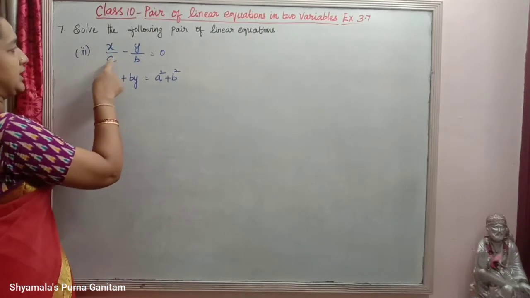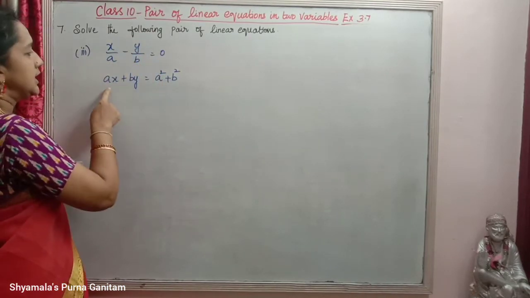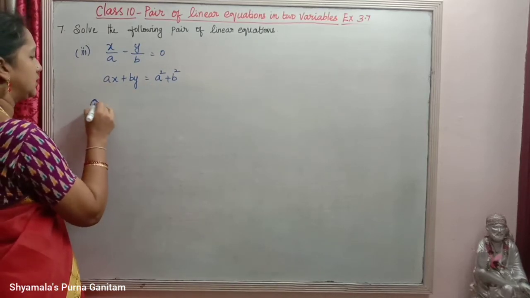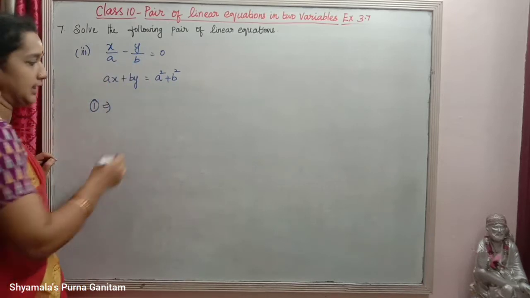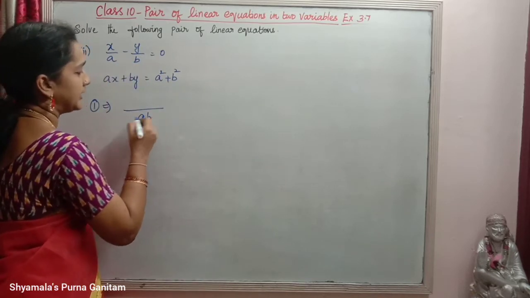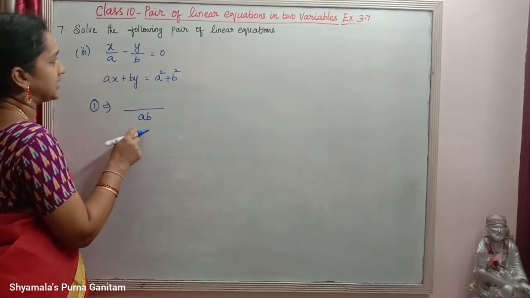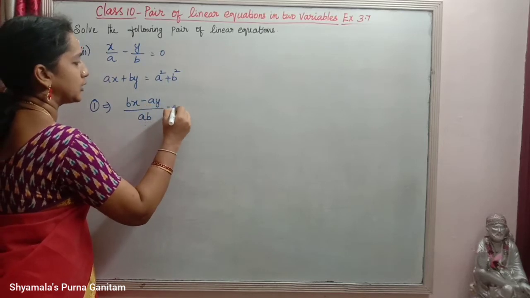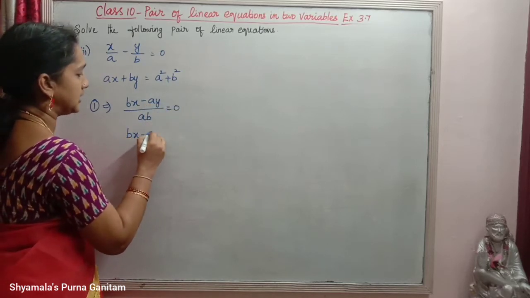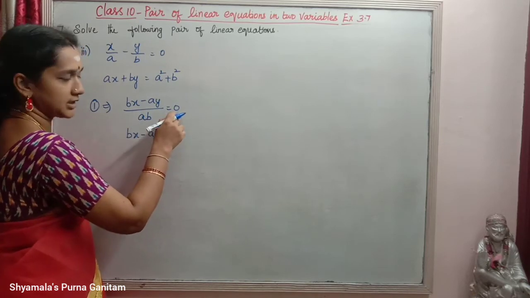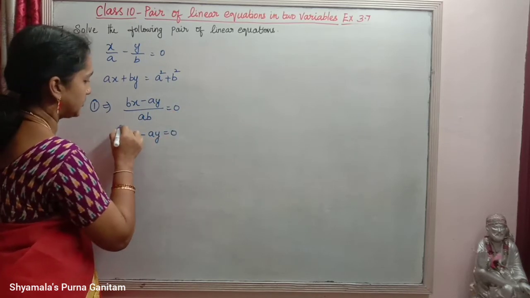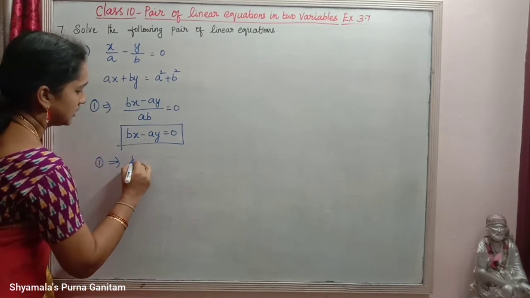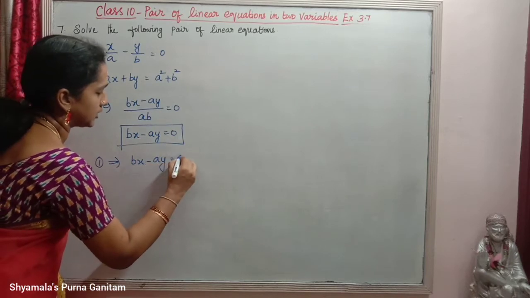Next sum is x by a minus y by b is equal to 0, ax plus by is equal to a squared plus b squared. So the first equation, denominator a and b values are there. So that can be simplified by taking LCM. If I take ab as LCM, in the numerator I will get bx minus ay is equal to 0. Then bx minus ay, this ab, when it is cross multiplied, it will be 0. So this will be my first equation. Okay, so first equation, bx minus ay is equal to 0.